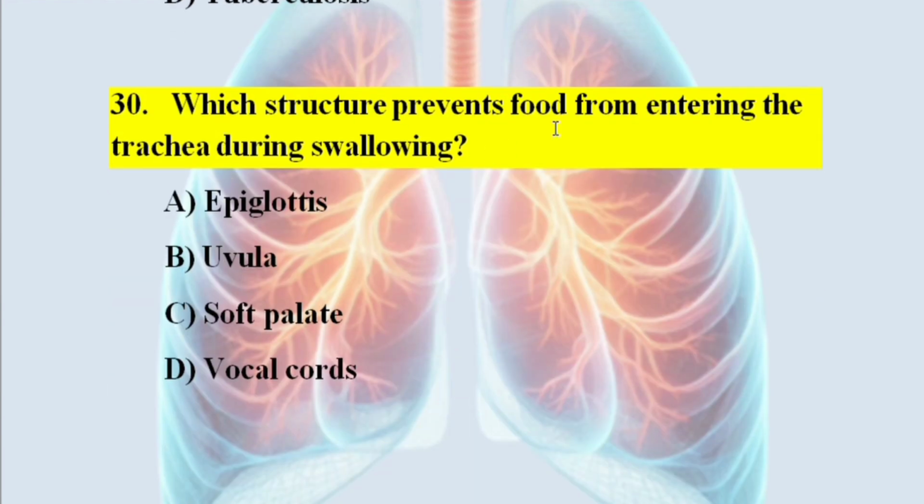Which structure prevents food from entering the trachea during swallowing? Alpha is epiglottis, beta uvula, Charlie soft palate, delta vocal cords. Here the right option is alpha, epiglottis.